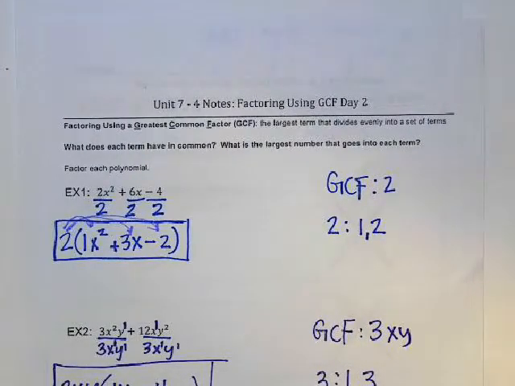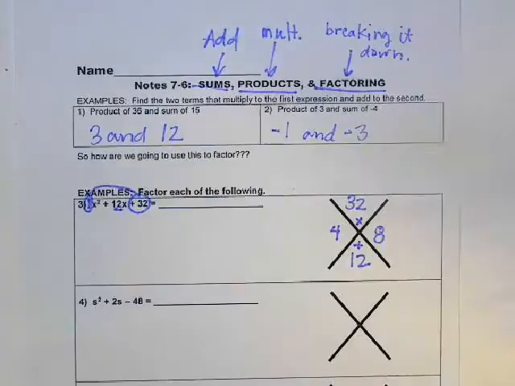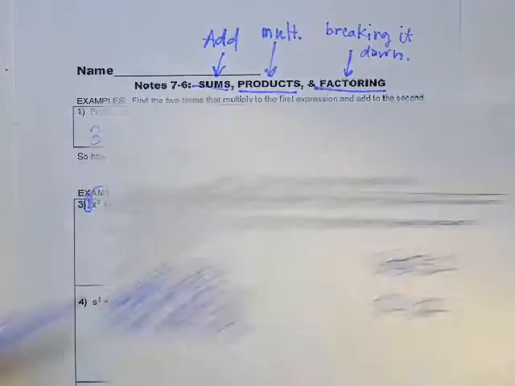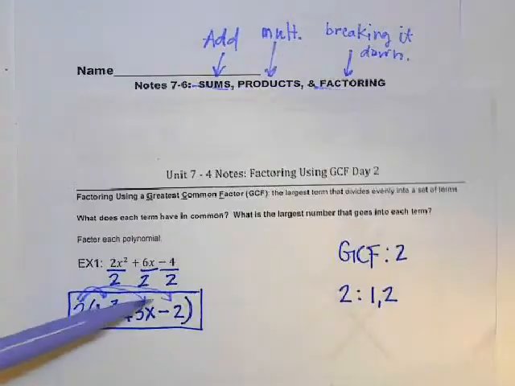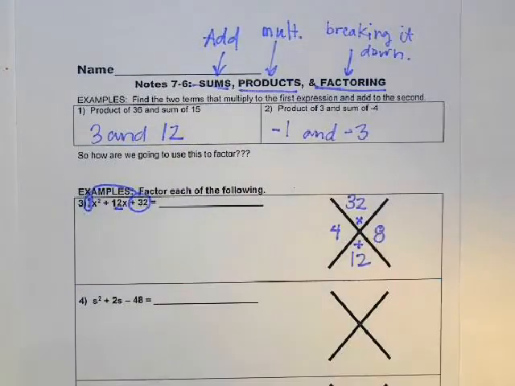Yes, good job, Meadow. Double distribute. So if we have our GCF, we just do regular distribution like this, like you've always known how to do. If we're using X factor, that is the opposite of double distribute.